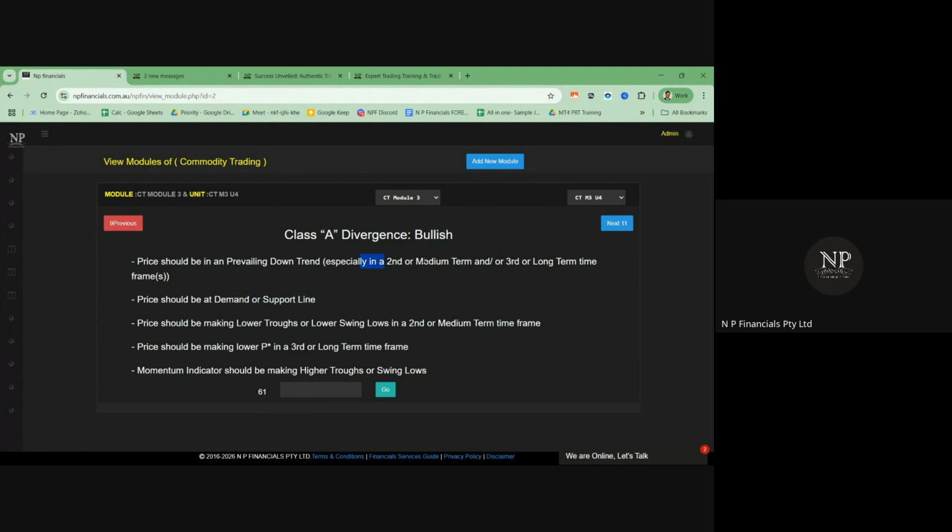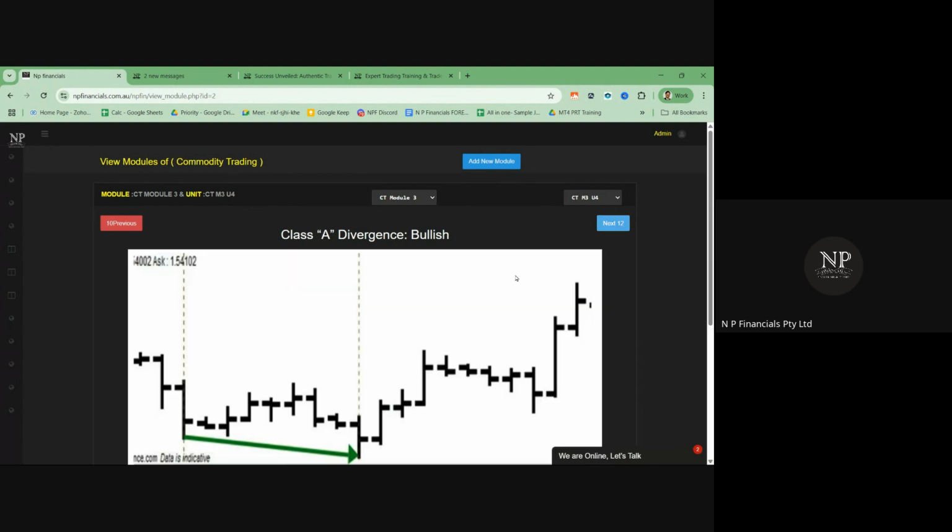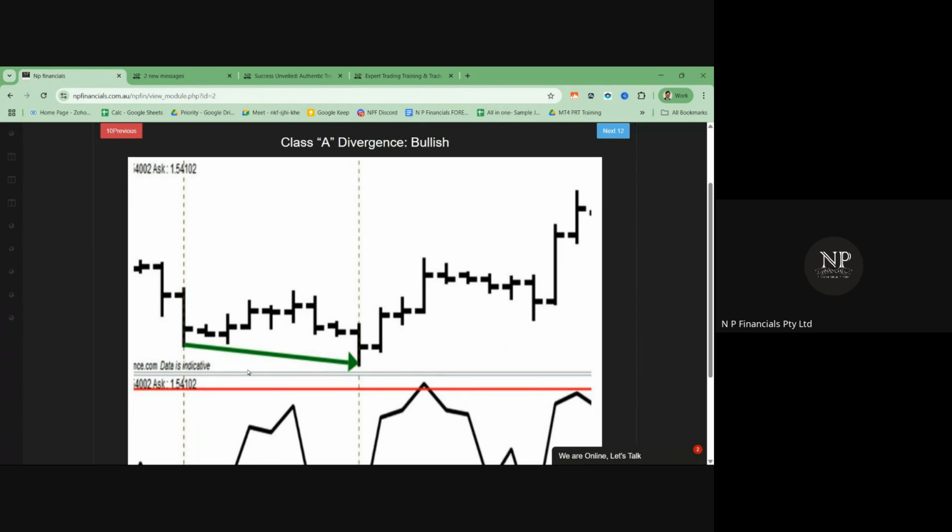We already know all this from our previous module and unit. So price should be making a lower drop or lower swing low in the second term, medium term time frame, and price should be making lower P star. As you know, in a downtrend, P star are not meant to be broken, but T star, drop star can be broken. Otherwise, price cannot go down. And momentum indicators should be making a higher drop or swing low. Let's see. Price is coming down because of lower swing high, lower swing low.